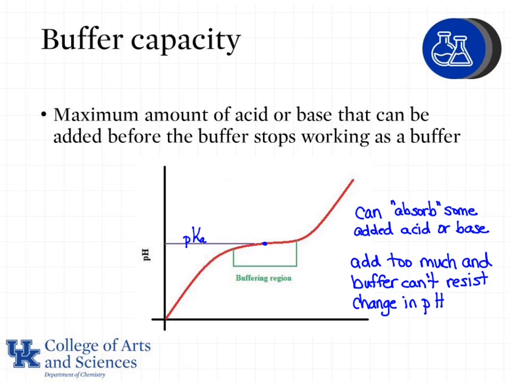We can consider a buffer like a sponge. We can add so much water to a sponge until it can't absorb any more. Buffers are the same way. We can add a specific amount of acid or base to a particular buffer, but at some point we cannot add any more and still maintain a constant pH.